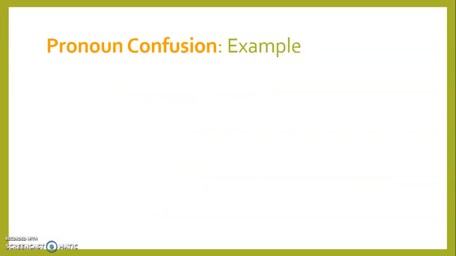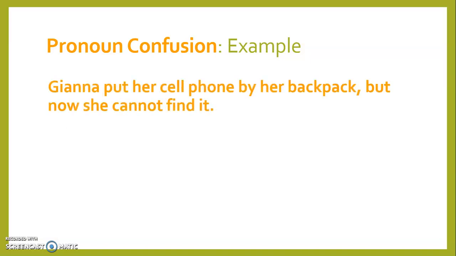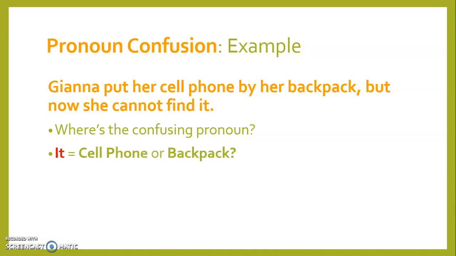All right, let's dive into an example. Here's an example of pronoun confusion. Gianna put her cell phone by her backpack, but now she can't find it. So, wow, there's a lot going on here, right? You'll have sentences like this in your own writing and everyday speech, where you'll have to look through multiple pronouns and find out which one, if any of them, are confusing. So we have her and we have she, but they both seem to refer to Gianna. That's pretty clear. What's confusing is it. We don't know if it stands for the cell phone or the backpack. So is Gianna looking for her cell phone or is she looking for her backpack? We don't really know.